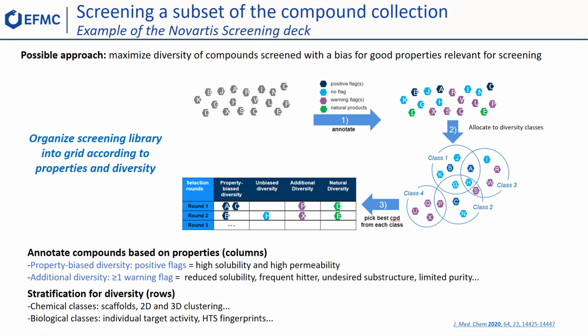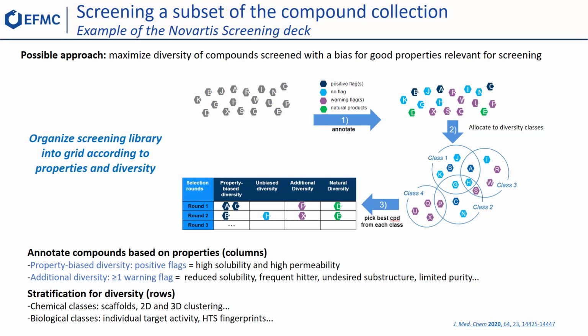The second step is to allocate the compounds into diversity classes. And diversity can be defined by chemical diversity, different scaffolds, 2D and 3D clustering, or by biological properties, meaning activity on targets or HTS fingerprints.